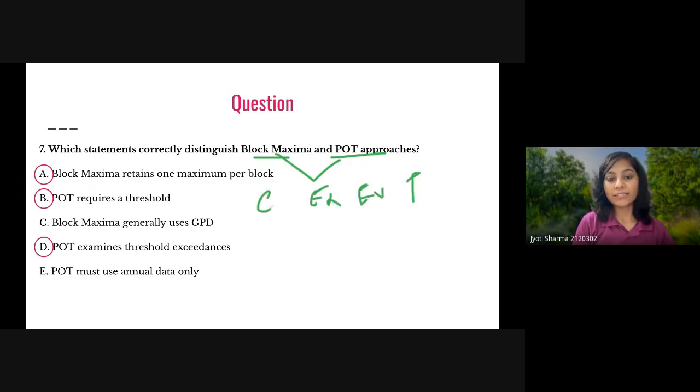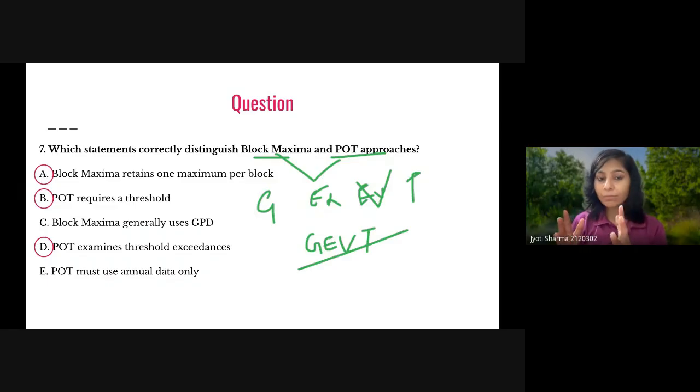So generalized extreme value theory, GEVT, or extreme value theory. To calculate the extreme, we can adopt either the block maxima approach or the POT approach. It depends on what question you are addressing, right?